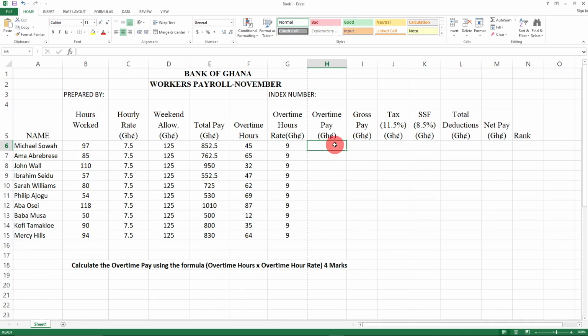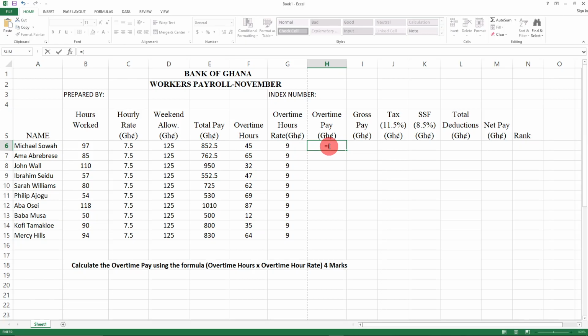Again, don't type the answer, don't use a calculator, 45 times 9, to type the answer here. If you type the answer here and the lecturer clicks on the cell and realizes that there's no formula here, you will get 0. Okay, so let's start. So equal brackets.